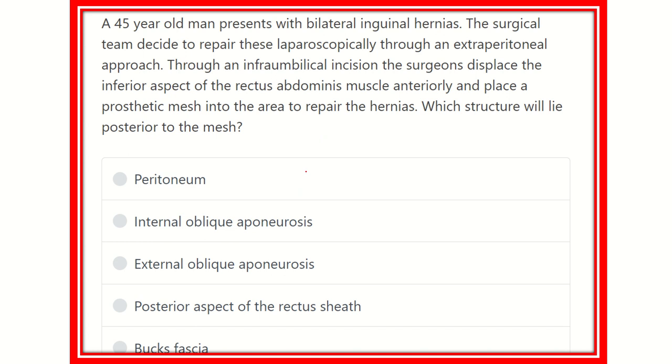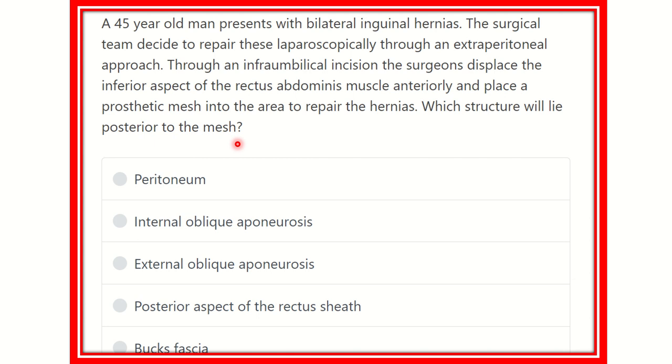This is the question. A 45 years old man presents with bilateral inguinal hernia. The surgical team decides to repair this laparoscopically through an extraperitoneal approach. Through an infraumbilical incision, the surgeon displaces the inferior aspect of the rectus abdominis muscle anteriorly and places a prosthetic mesh into the area to repair the hernias. Which structure will lie posterior to the mesh?